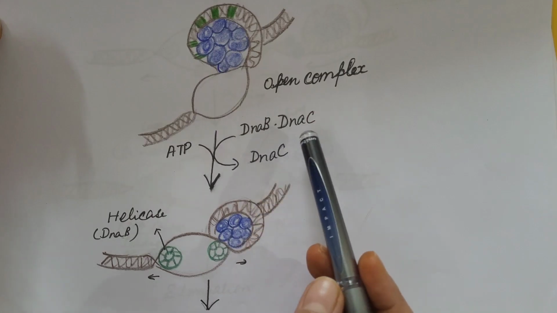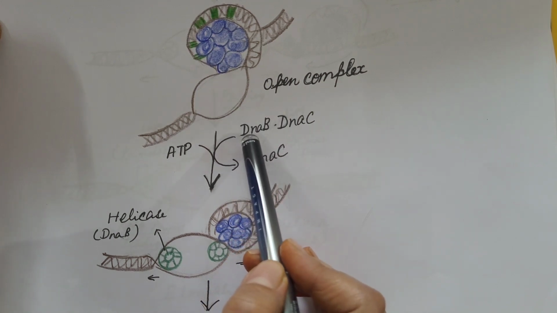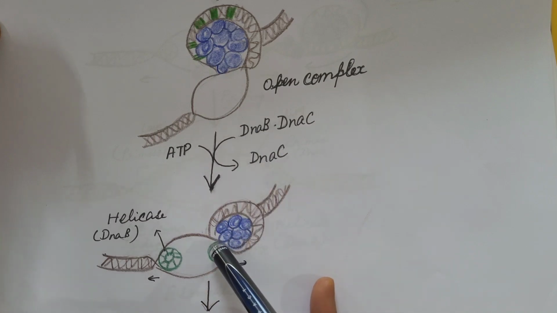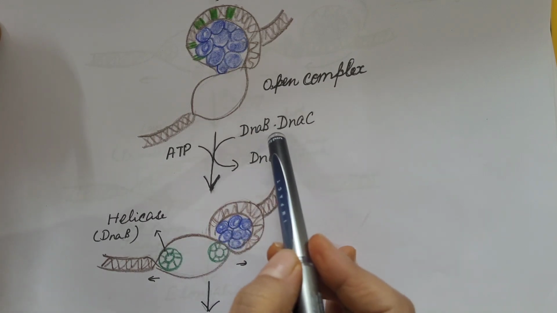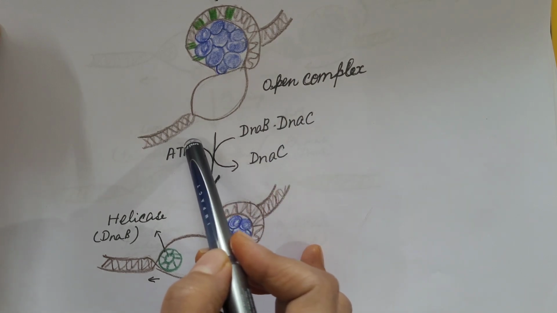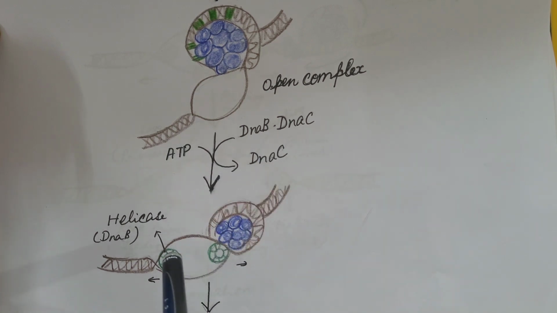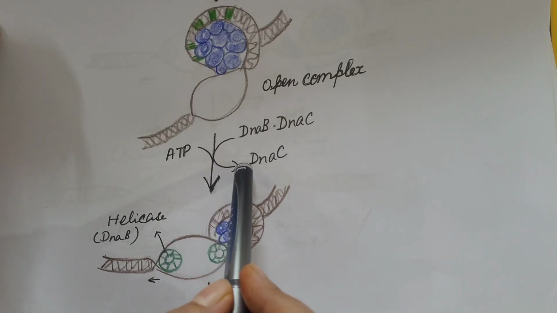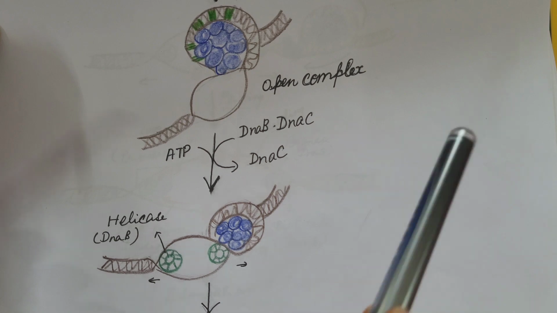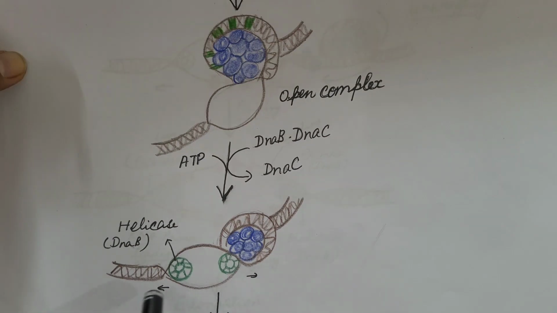Now the further separation of the strands is required. This is done by DnaB helicase. DnaB helicase is loaded at the 2 replication forks with the help of DnaC, which is known as the helicase loader. It also requires energy in the form of ATP. Once DnaB is loaded, DnaC, the helicase loader, is released. Now the further separation of the strands of the DNA takes place at the 2 replication forks in opposite directions. Hence it is bidirectional.